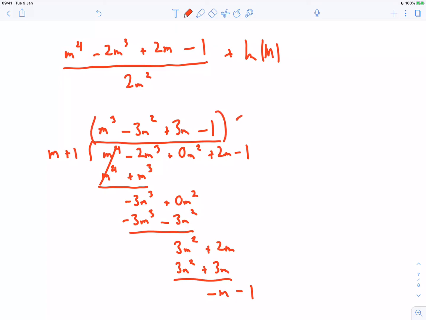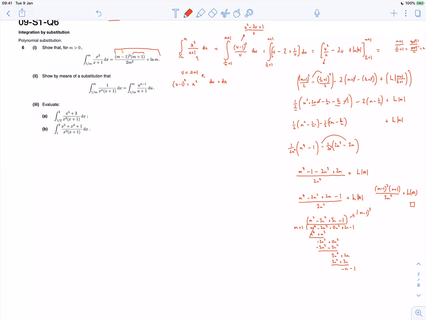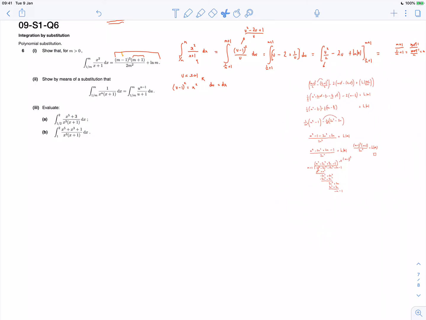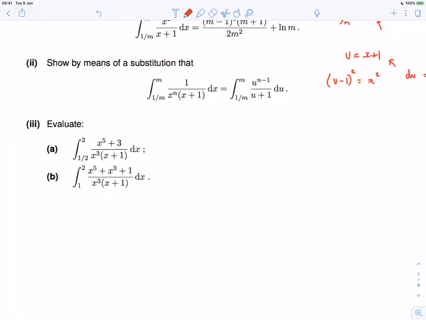And luckily this thing here clearly is just m minus 1 cubed. Right, so now I do indeed have m minus 1 cubed times by m plus 1 all over 2m squared plus ln m. So yes, I do have the thing that they were asking me to find, so that's not a problem. I'll take all this stuff, I'll make it smaller, I'll put it there. So this is all part I. Okay, show by means of substitution that this thing equals that.